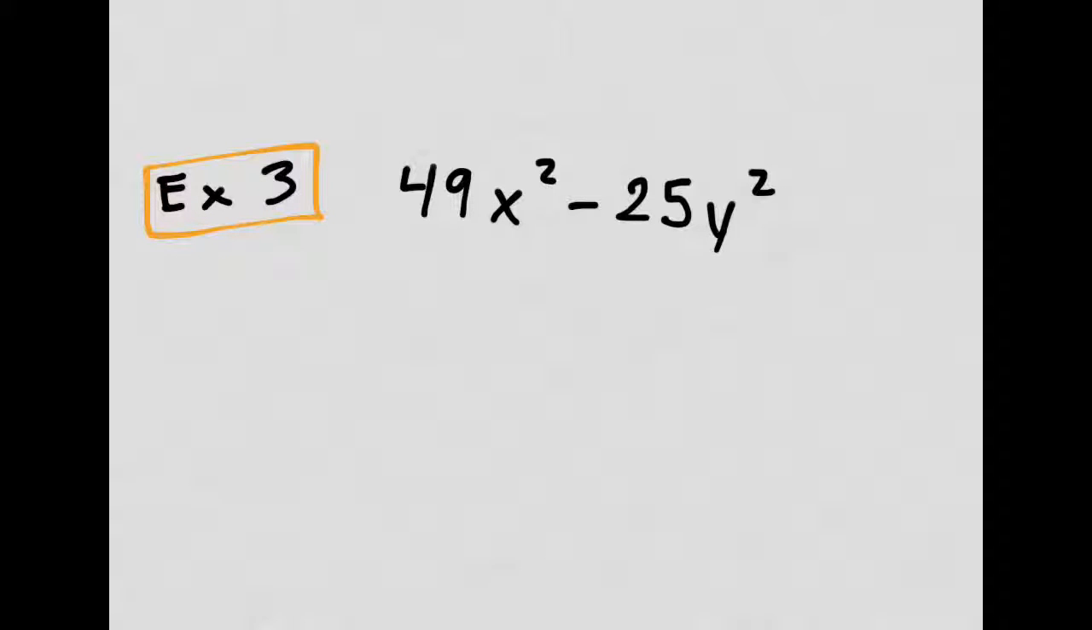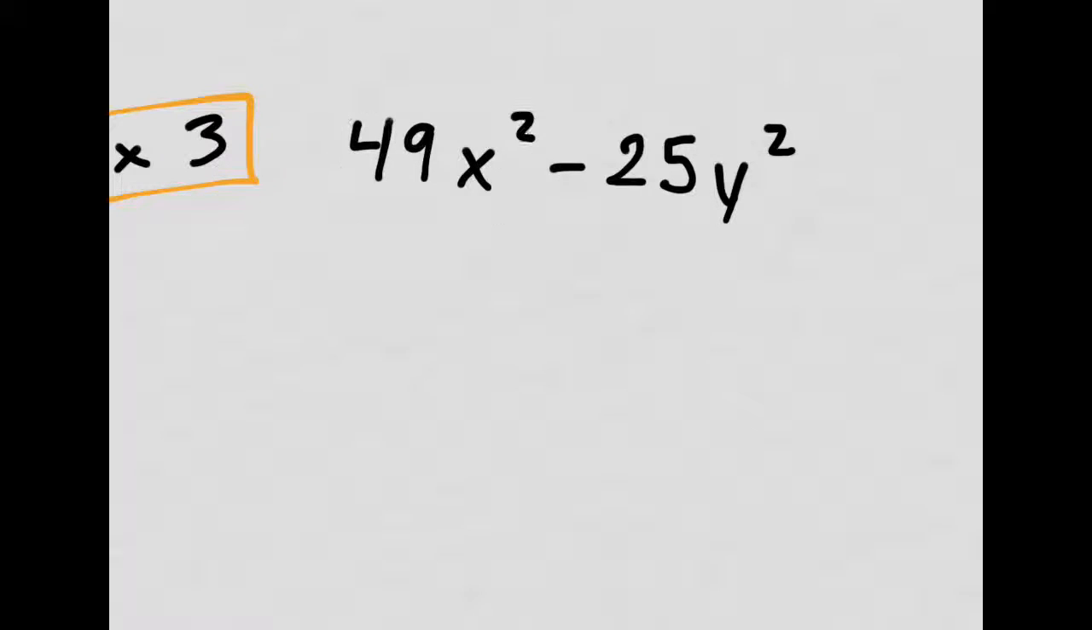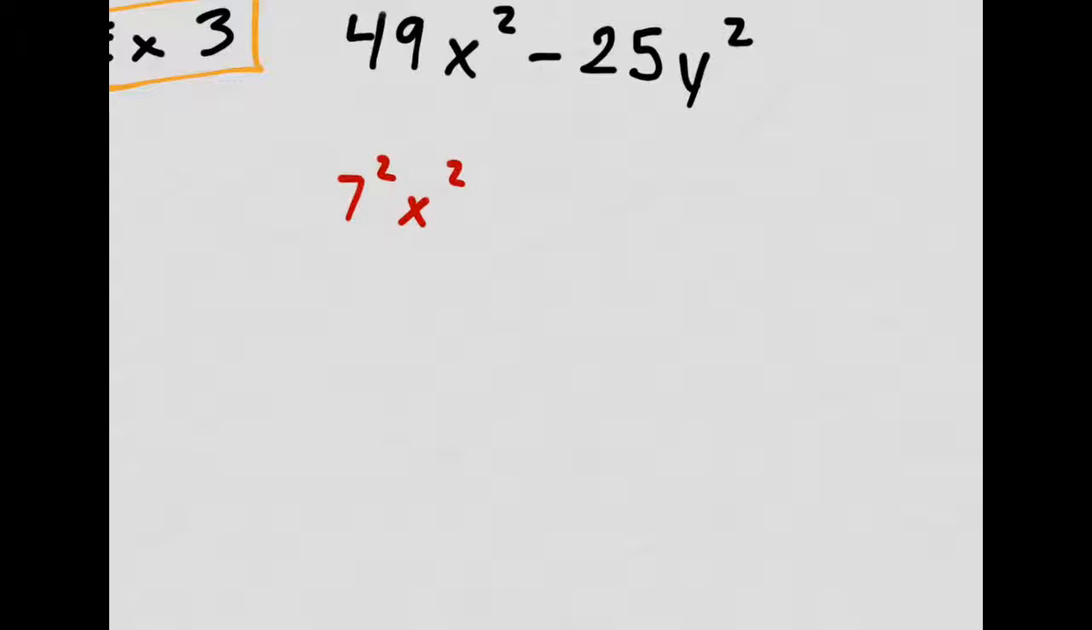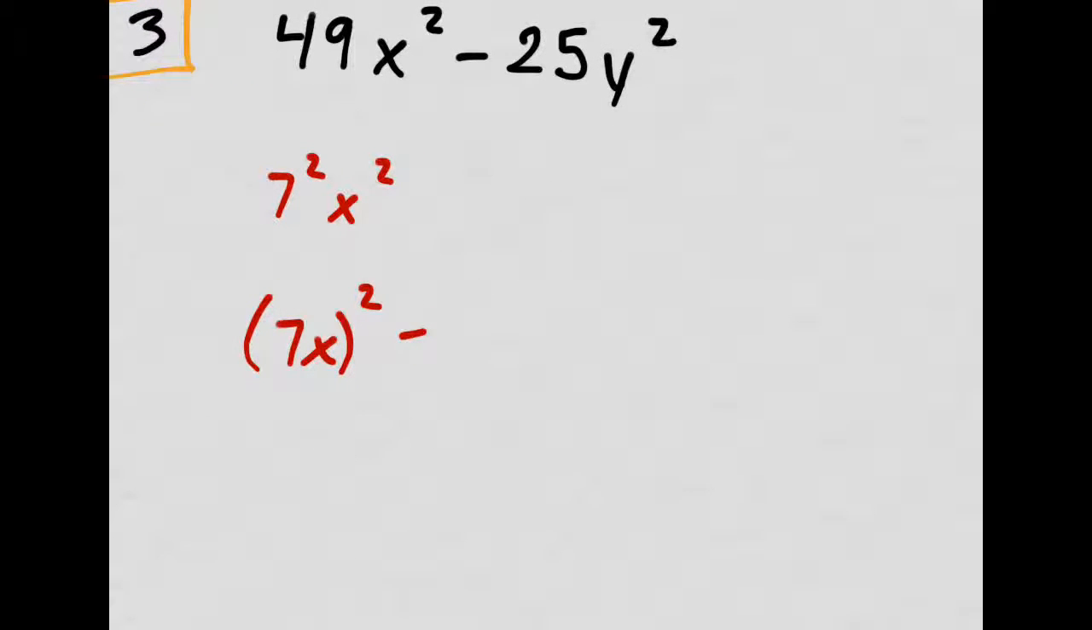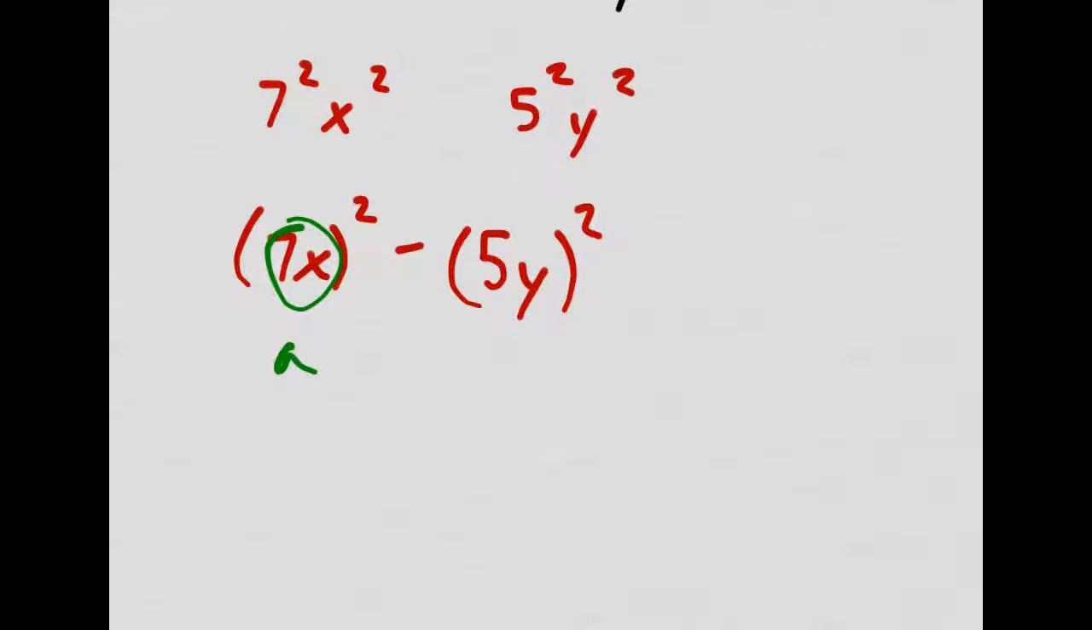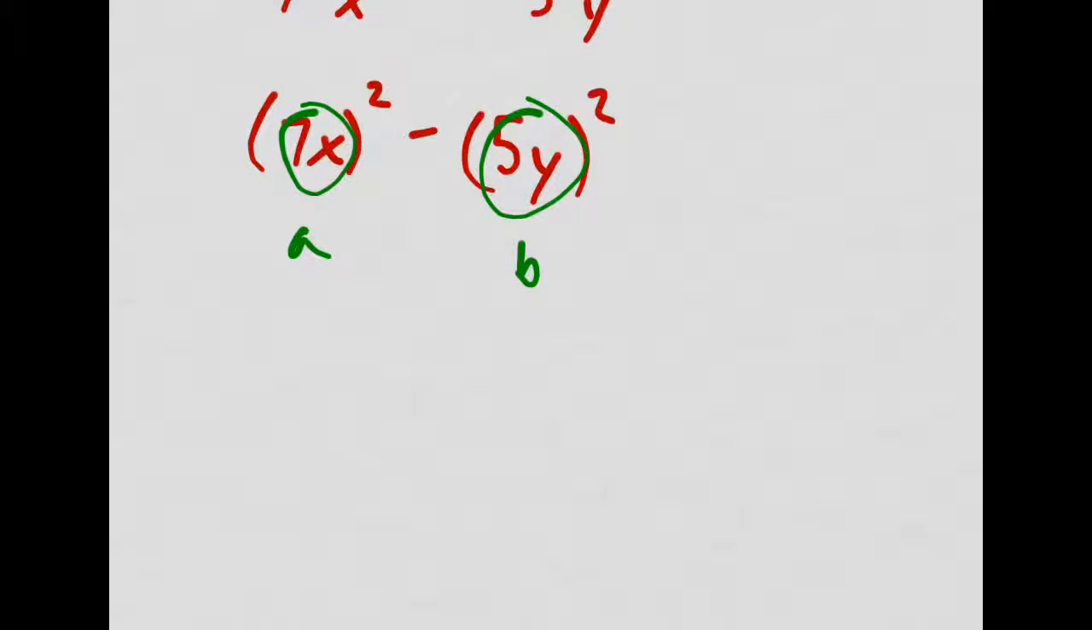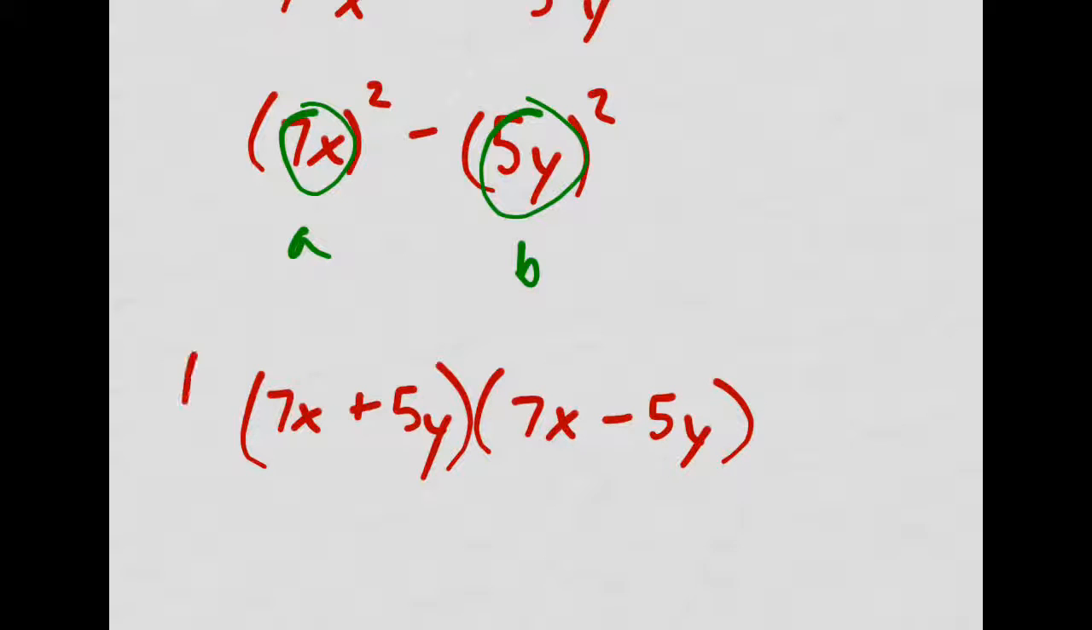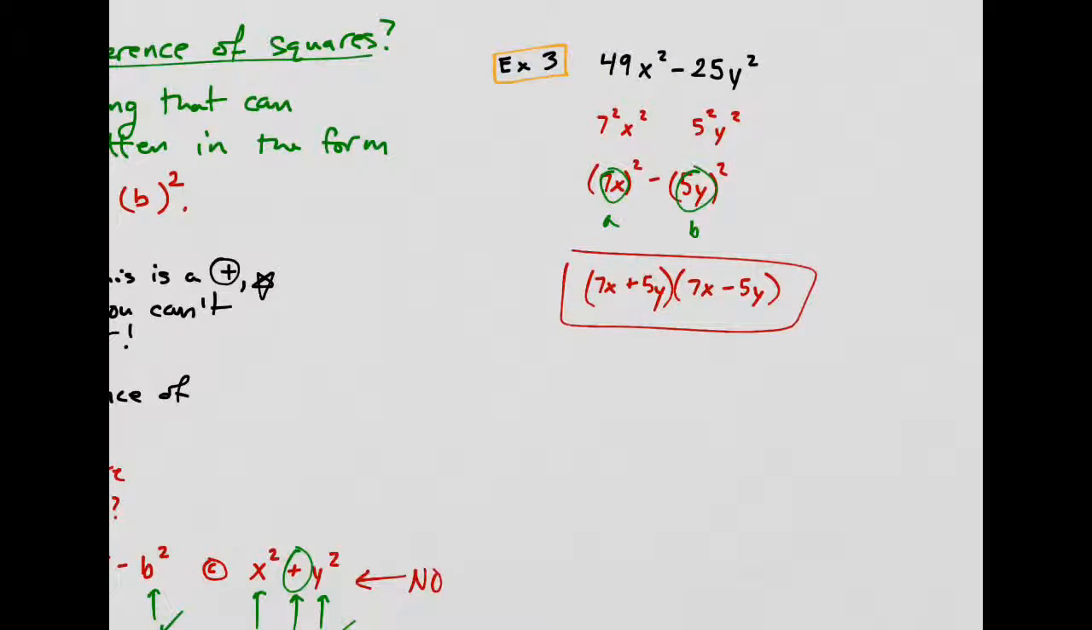This is definitely a difference of squares. This part, well, this is 7 squared, so you can write 7 squared x squared. Remember, you have to put them in parentheses. 7x squared minus, right, this becomes 5 squared y squared. That's just 5y quantity squared. So that means that's A, that's B, and I'm ready to finish. 7x plus 5y and 7x minus 5y. Remember, you just do one plus, one minus. And that's it.